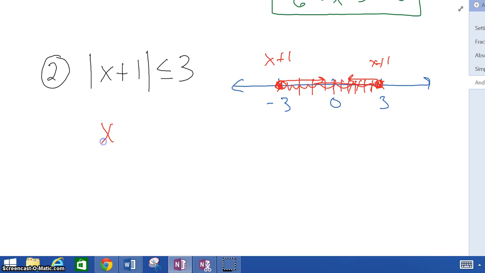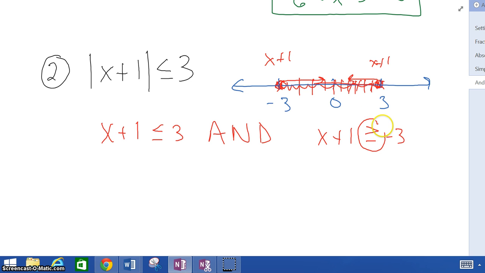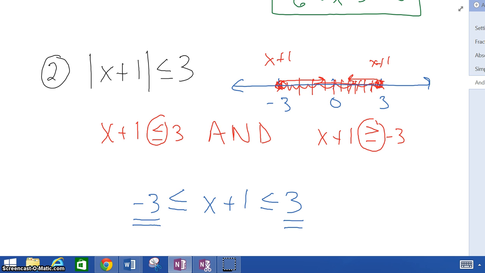This is again an and situation, so I can write it as x plus 1 is less than or equal to 3 and x plus 1 is greater than or equal to negative 3. Be sure to use this graph that you've drawn so you know which way the signs go. This is an and situation, so you could write it as x plus 1 is larger than or equal to negative 3, less than or equal to 3. Side note, mathematicians typically put the lowest number on the left and the highest number on the right, just because that's how a number line is.